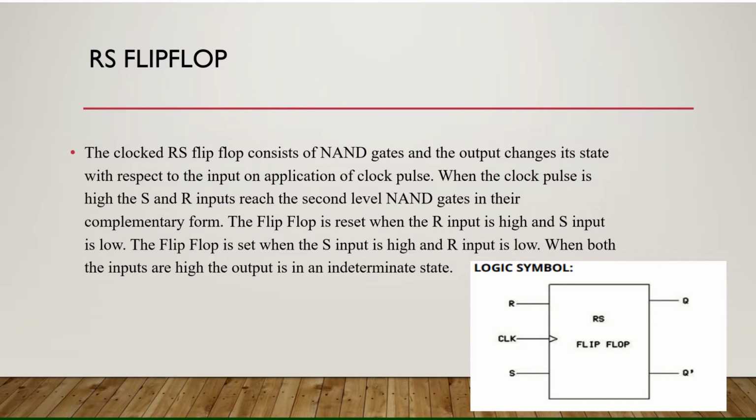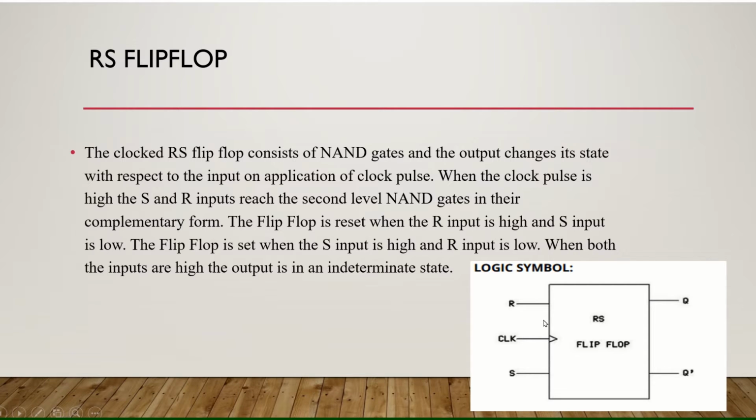Here RS flip-flop is nothing but the clocked RS flip-flop. It consists of NAND gates and the output changes its state with respect to the input on application of clock pulse. When the clock pulse is high, the S and R inputs reach the second level NAND gates in their complementary form. The flip-flop is reset when the R input is high and S input is low. The flip-flop is set when the S input is high and R input is low. When both the inputs are high, the output is in indeterminate form.